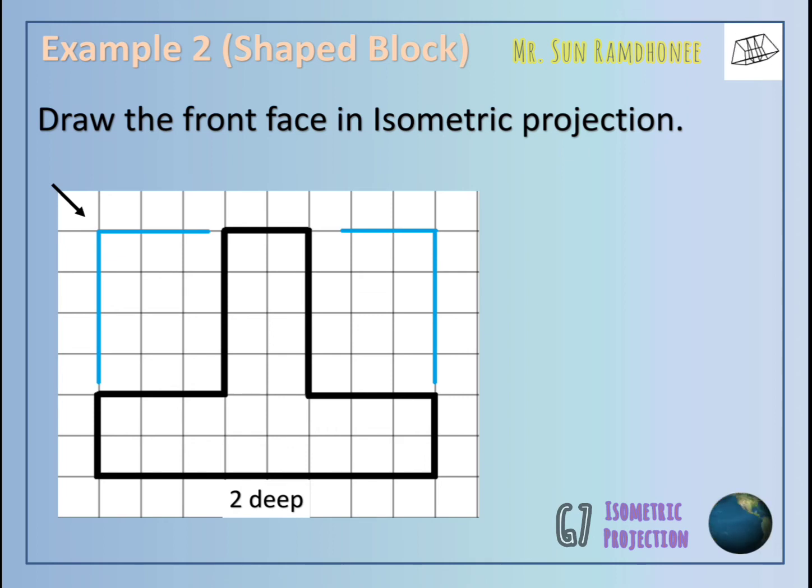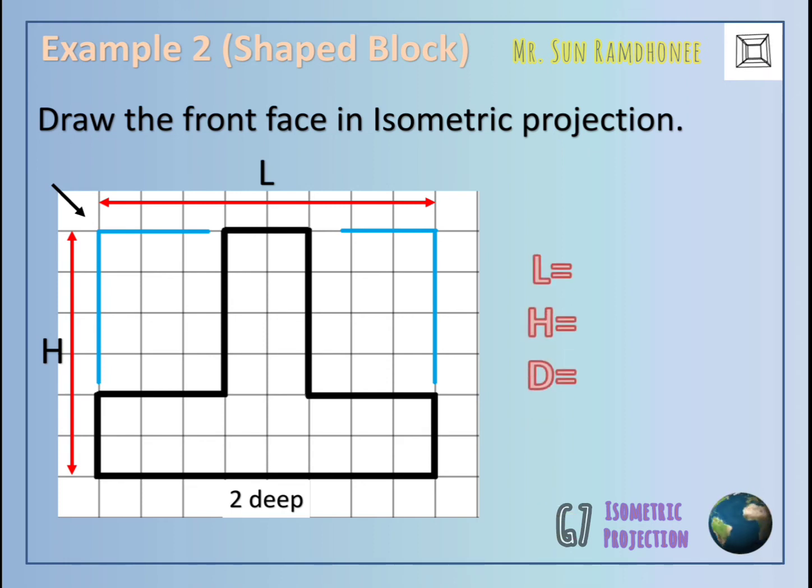In example 2, we have been given the front view and also the depth, where the length is the horizontal distance and the height is the vertical distance. The LHD for this object is 8, 6 and 2. So when we count this direction, we count the squares from this point: 1, 2, 3, 4, 5, 6, 7 and 8. So it will be 8 squares in length. And if we count vertically 1, 2, 3, 4, 5 and 6, the height will be 6 squares.